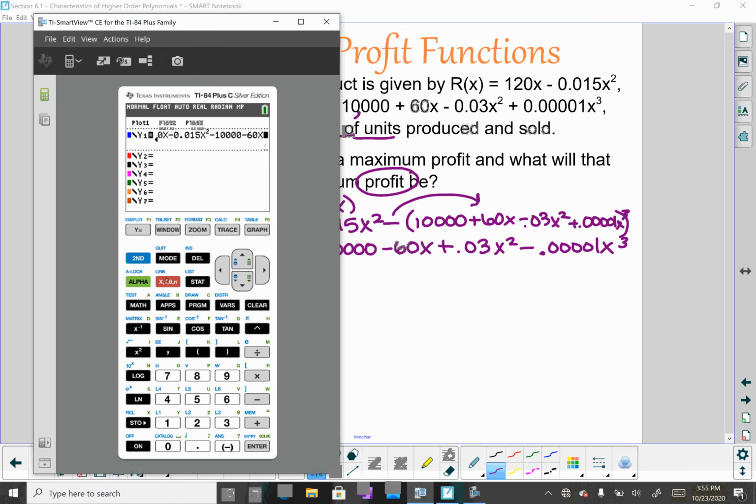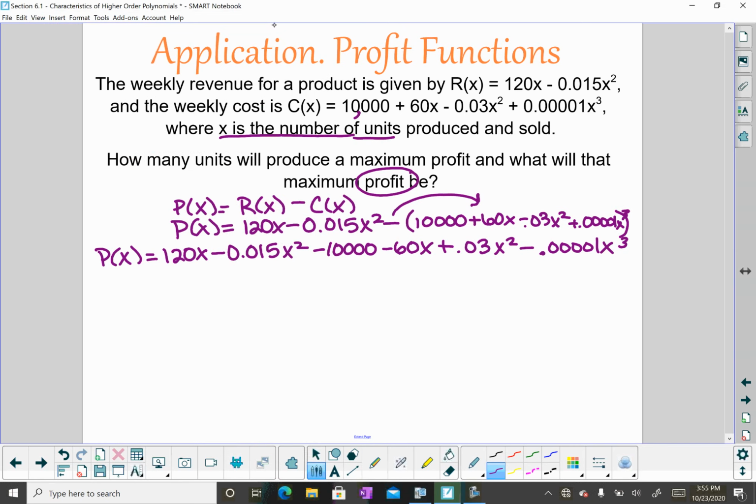Minus 60x plus 0.03x squared minus 0.12341x to the third. Now before I graph this, I want to make a note here that my leading term, the one that has the highest exponent, is this one at the end, x to the third power. So we know the degree is odd, and the leading coefficient, the number in front of it, is negative.